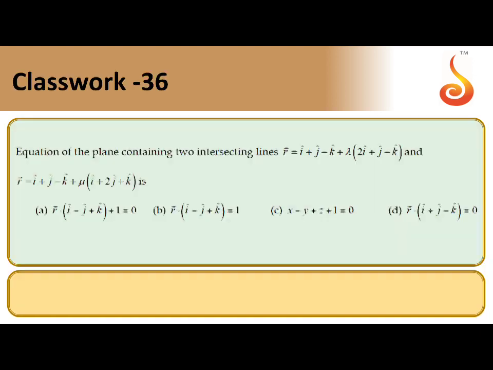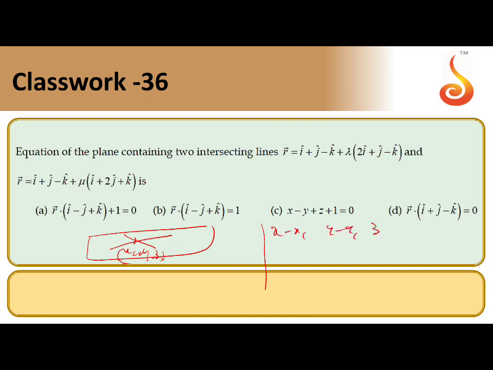So next question. The equation of the plane containing two lines. The two lines are intersecting. What is the equation of the plane containing them? So the intersection point is x1, y1, z1, the common point. The equation is the determinant with rows x minus x1, y minus y1, z minus z1; a1, b1, c1; a2, b2, c2 equal to 0. So here x1, y1, z1 is the common point.